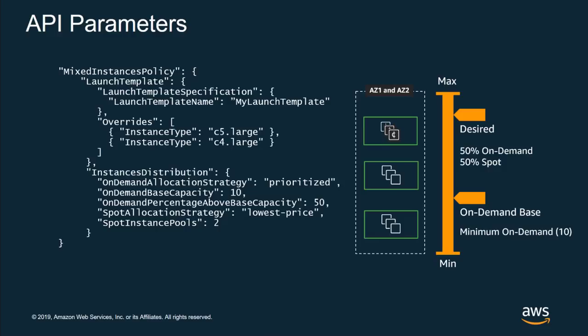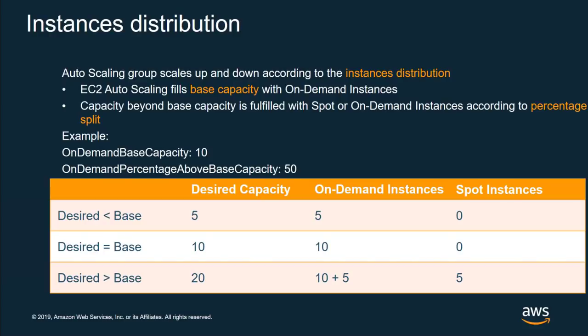So what does this all mean? How is it actually going to work? Let's walk through this briefly. Here we have the same scenario we just talked about. We've requested a base capacity of 10 and an on-demand percentage above base capacity of 50. So if we set the desired capacity for that autoscaling group as 5, we're just going to launch 5 on-demand instances, because remember, we said the base capacity is 10 for on-demand.